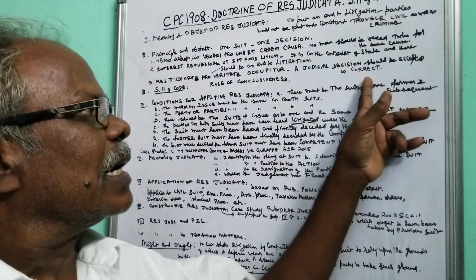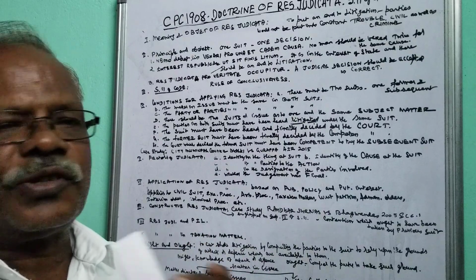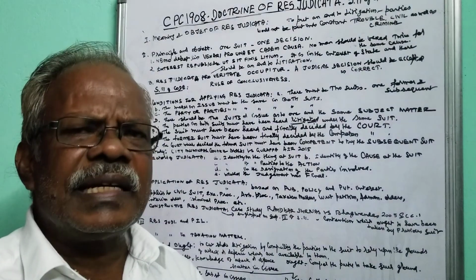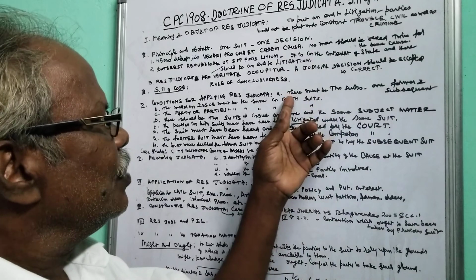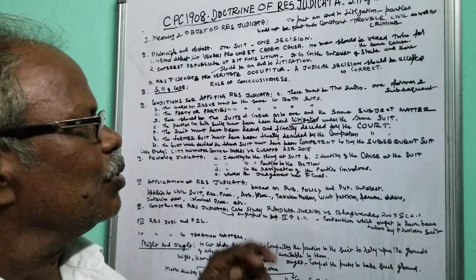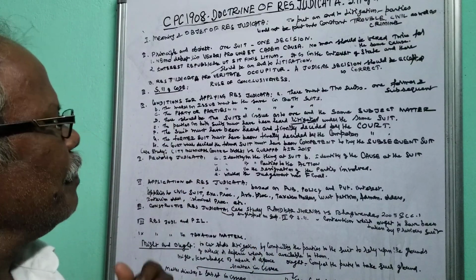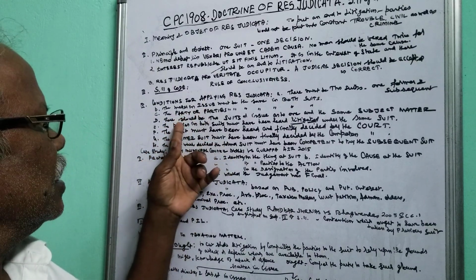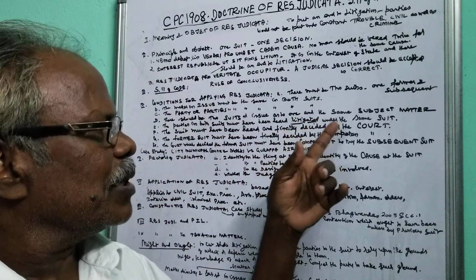One suit, one remedy, or one adjudication. Then, the conditions for applying res judicata. What conditions should be available for this doctrine of res judicata? One is that there must be two suits, a former suit and a subsequent suit. Second, the matter in issue must be the same between the same parties, and the parties should be the same in both suits. There should be two suits with an issue as to one and the same subject matter.